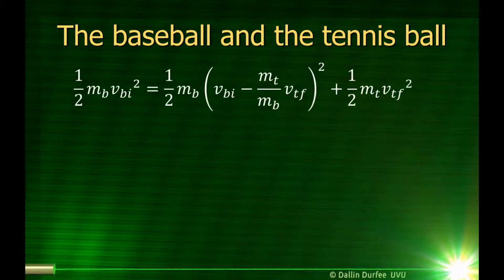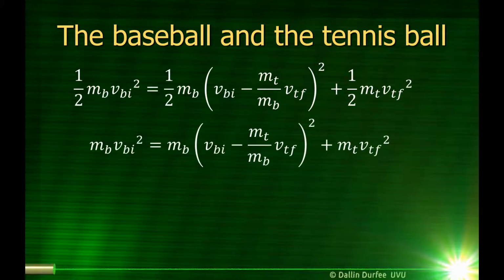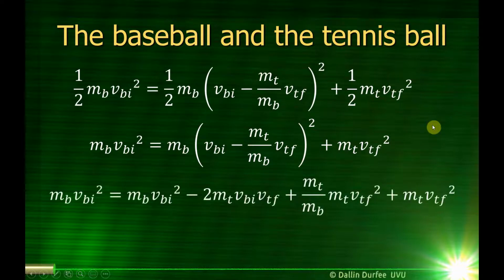And there it is. Okay, now next thing I'm going to do is multiply both sides by 2. There's no point in having all those 1/2. There's one for every term, so let's get rid of them. And then I'm going to multiply out this squared thing here. And when I do that, I notice I get 2 terms here that cancel each other out.